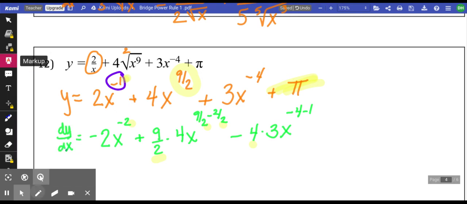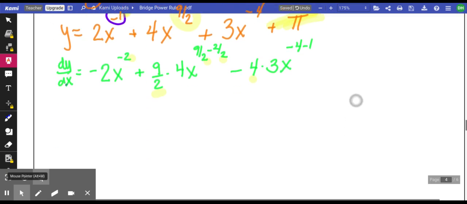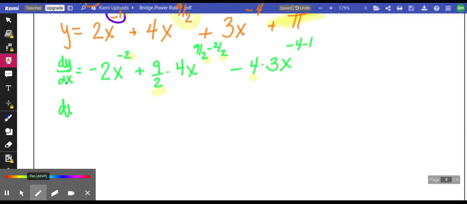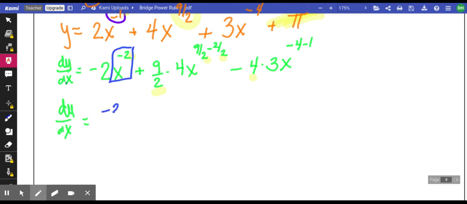So let's go ahead and clean it up now. dy/dx equals, and I hope I don't go too fast for you. I'm going to kind of clean things up in a step. This negative 2 is only on the x, so it is going to turn into a fraction. So the negative 2 stays on top and x squared into the denominator. We're multiplying this, so I'm going to put this over 1. 9 times 4 is 36. Divided by 2 gets me an 18. If it's easier, you could do 2 goes into 4 twice. 9 times 2 is 18. x to the 9/2 minus 2/2 makes that a 7/2.